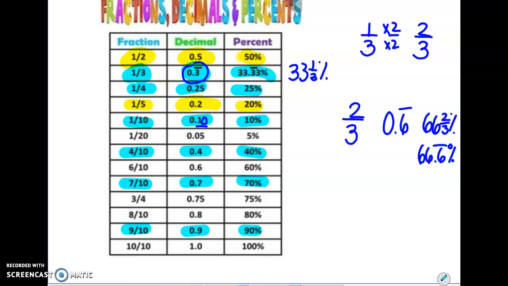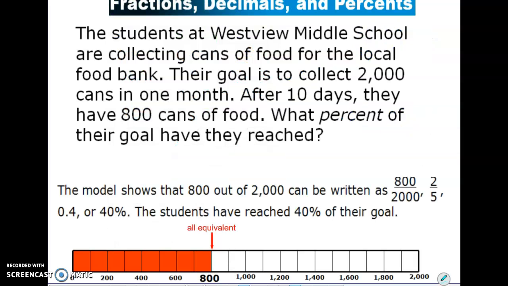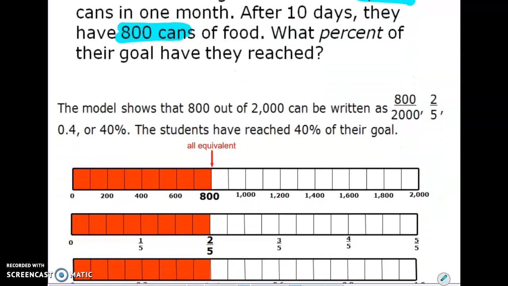Now today we're going to run into some that we're not going to know mentally, so that's why we're going to want to be using our calculator. So it says here, the students at Westview Middle School are collecting cans of food for the local food bank. Their goal is to collect 2,000 cans in 1 month, and after 10 days they have collected 80 of those cans. 80 out of 2,000. What percent have they reached so far?